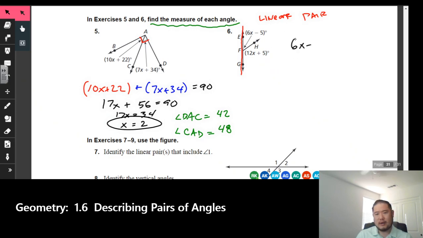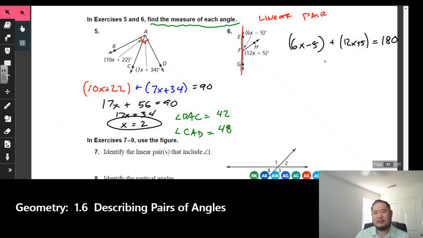We got 6x minus 5. That's angle EFH. If I add angle HFG, which is 12x plus 5, this needs to be equal to 180. All right, so that right there is your linear pair. There's your setup. You solve for x. Simplify things out, and then go ahead and get your answer.